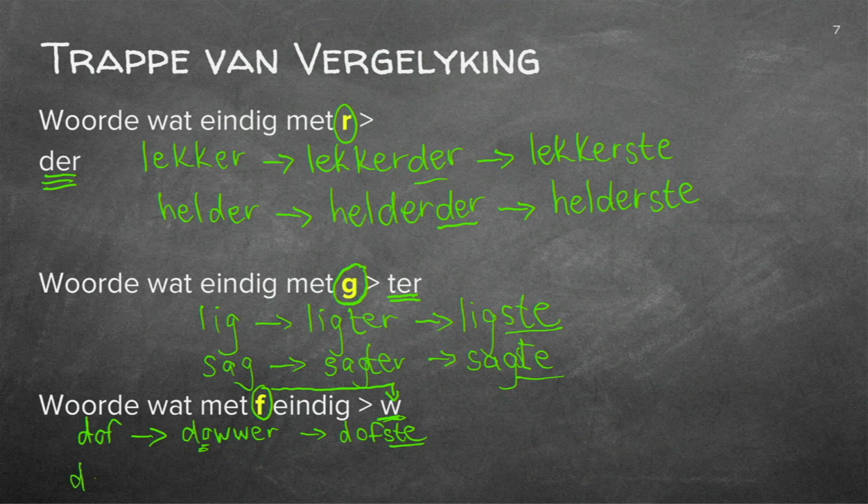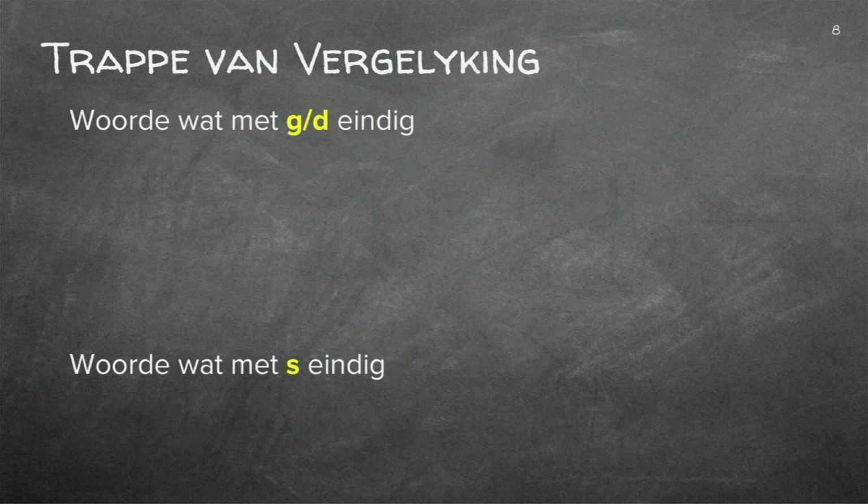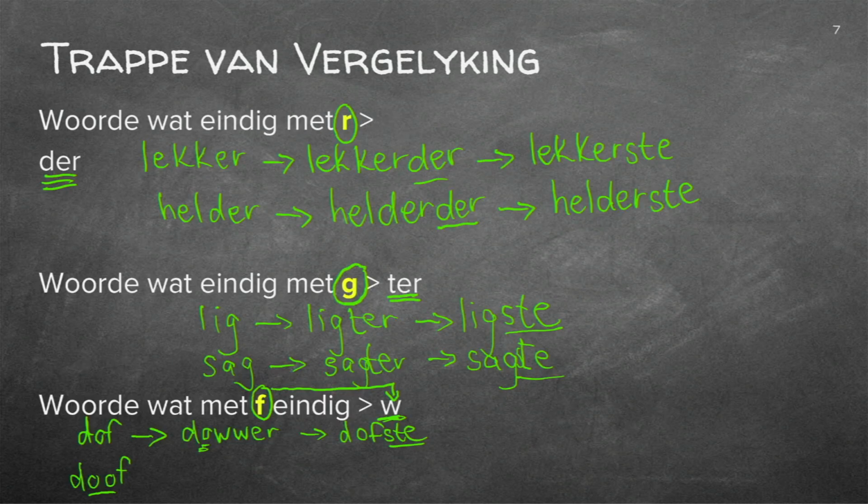The next word is doof, which means deaf. So can you see the long sound? When we have a long sound like that, we have to drop one of our vowels. So one falls away, the F changes to a W, and we add ER, dover. And then we revert back to our original word and we add st. Reg.